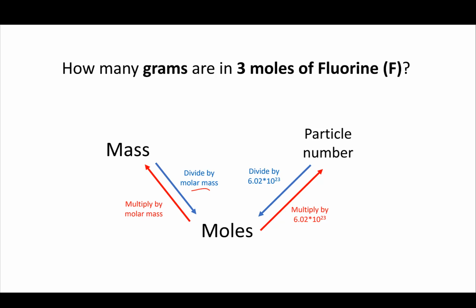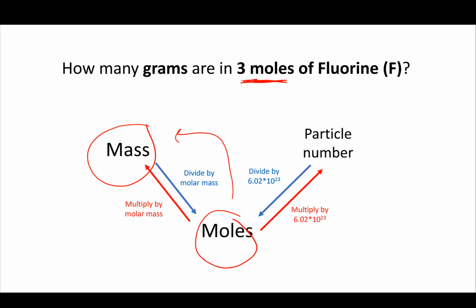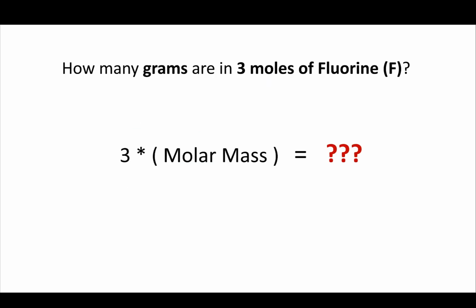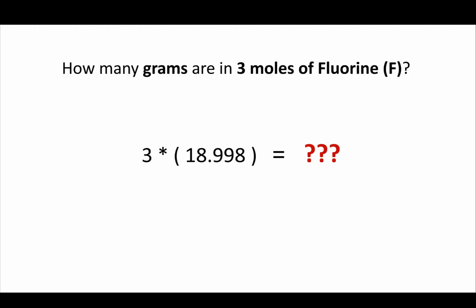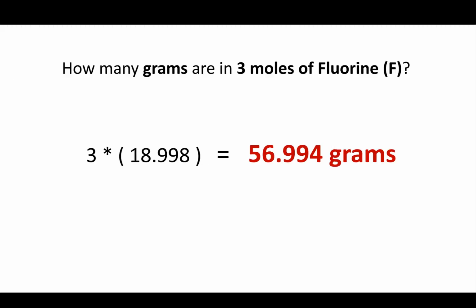So in this case, we start with 3 moles of fluorine. That's the number that we get, so we will start here. And you want to know how many grams are in it, which is a measurement of mass. So we are going from moles to mass. And if you follow the arrow, it says we multiply by the molar mass. So we take 3, we multiply by the molar mass to get the answer. Specifically, this is the molar mass of fluorine, so we have to look that up on the periodic table. Fluorine is right here. The molar mass is 18.998. So you put that into a calculator, and you get your answer, 56.994 grams.